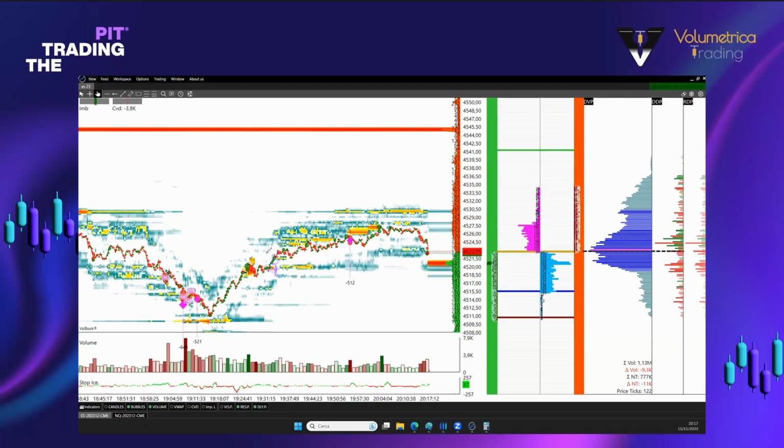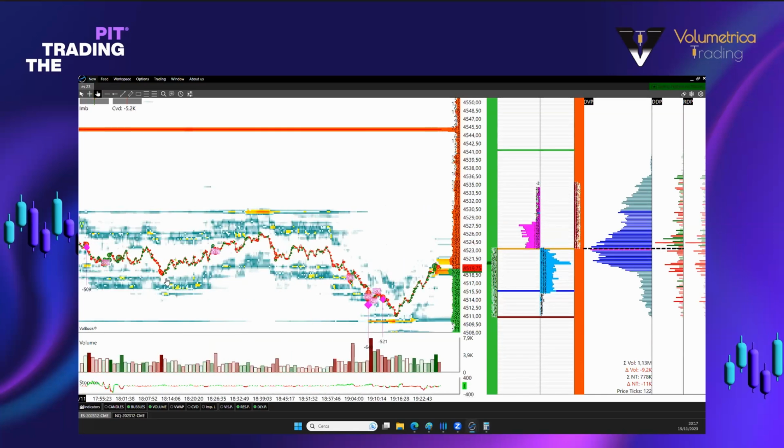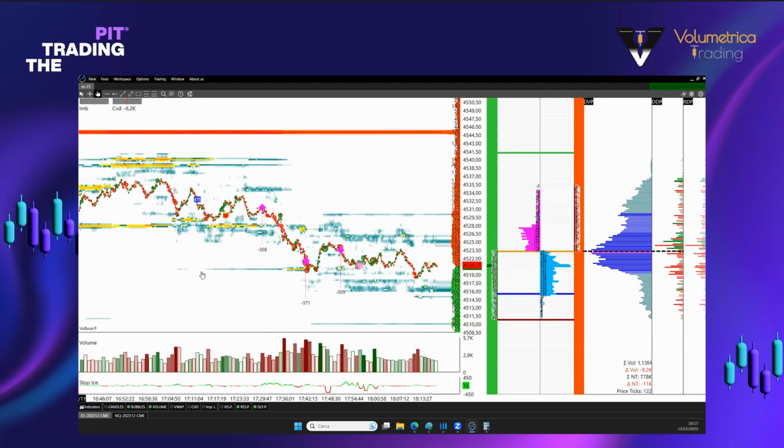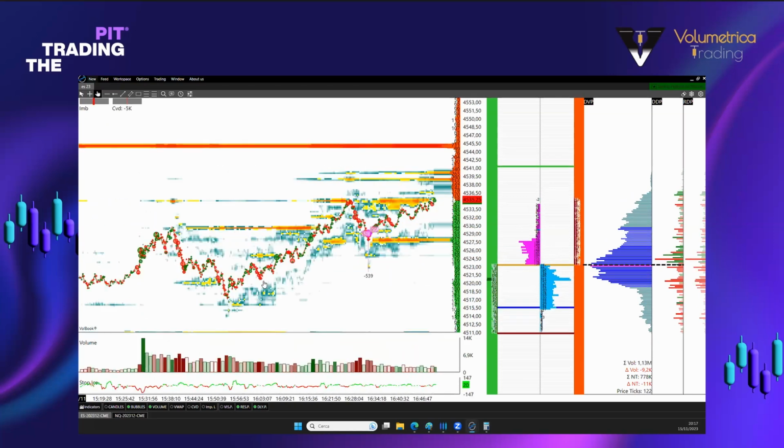In fact, this graphical pattern is quite a reliable confirmation of a possible reversal. Let's go back and see if we had some example of this here. Here as well.